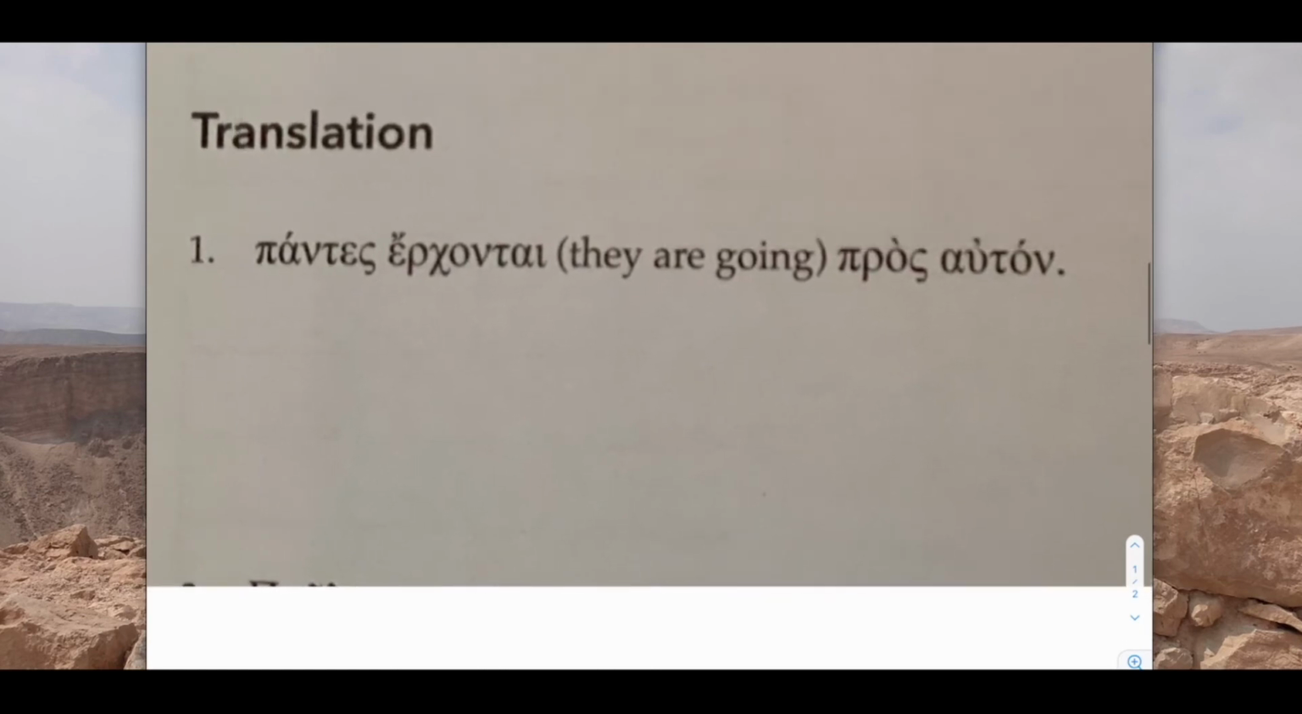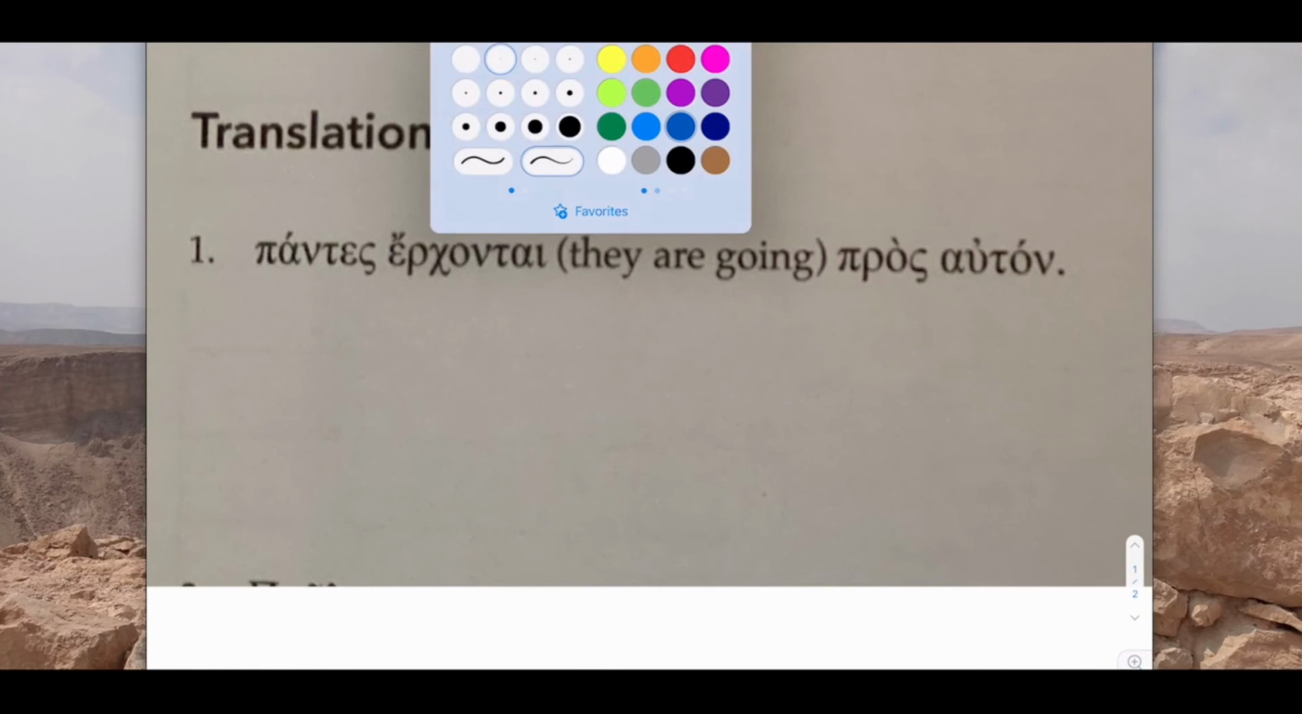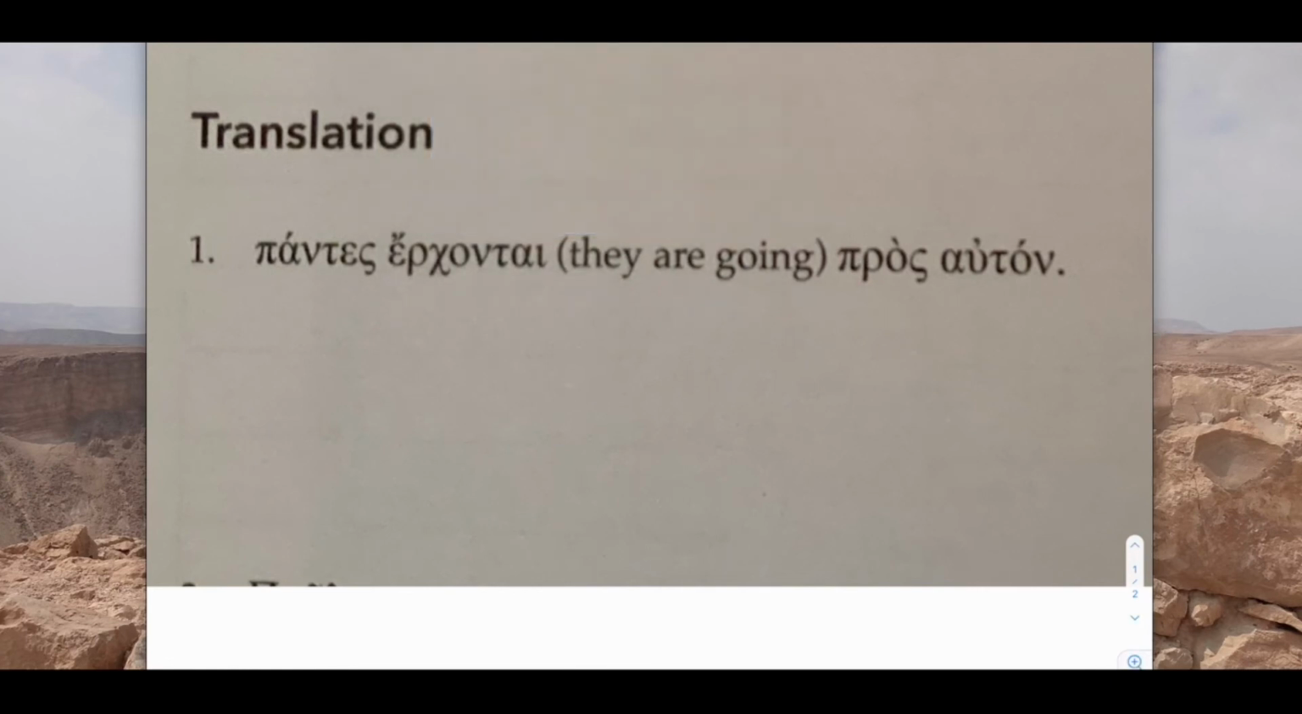Now, this is actually a complete sentence. When we do our translation work, it's a complete sentence. Let's just look at our verb first. Remember, because we haven't done verbs yet, we're getting these glosses that Dr. Mounce is supplying. The verb is erchontai, from a word called erchomai, which we haven't learned yet, and it means I am going or I am coming. But here it's third person plural: erchontai, they are going.